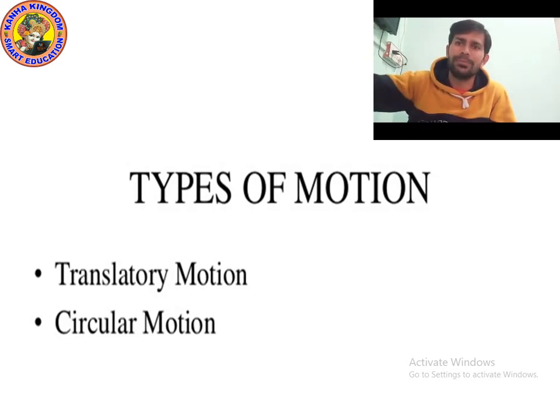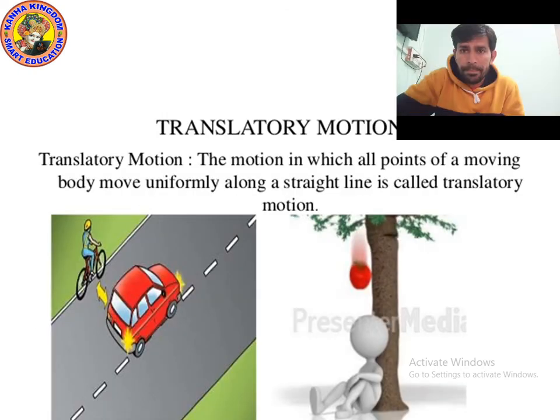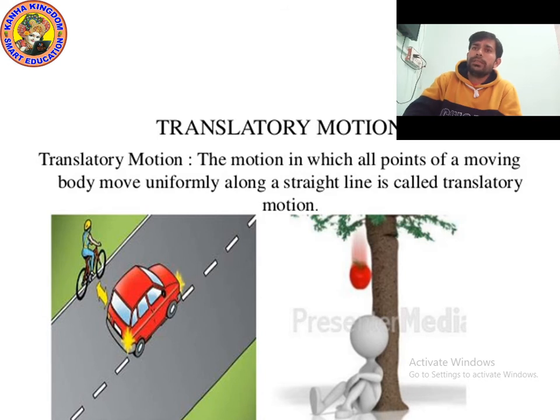Now let's move on to the next point. Okay, let's talk about translatory motion. The motion in which all points of a moving body move uniformly along a straight line is called translatory motion. So in translatory motion, what happens, kids?